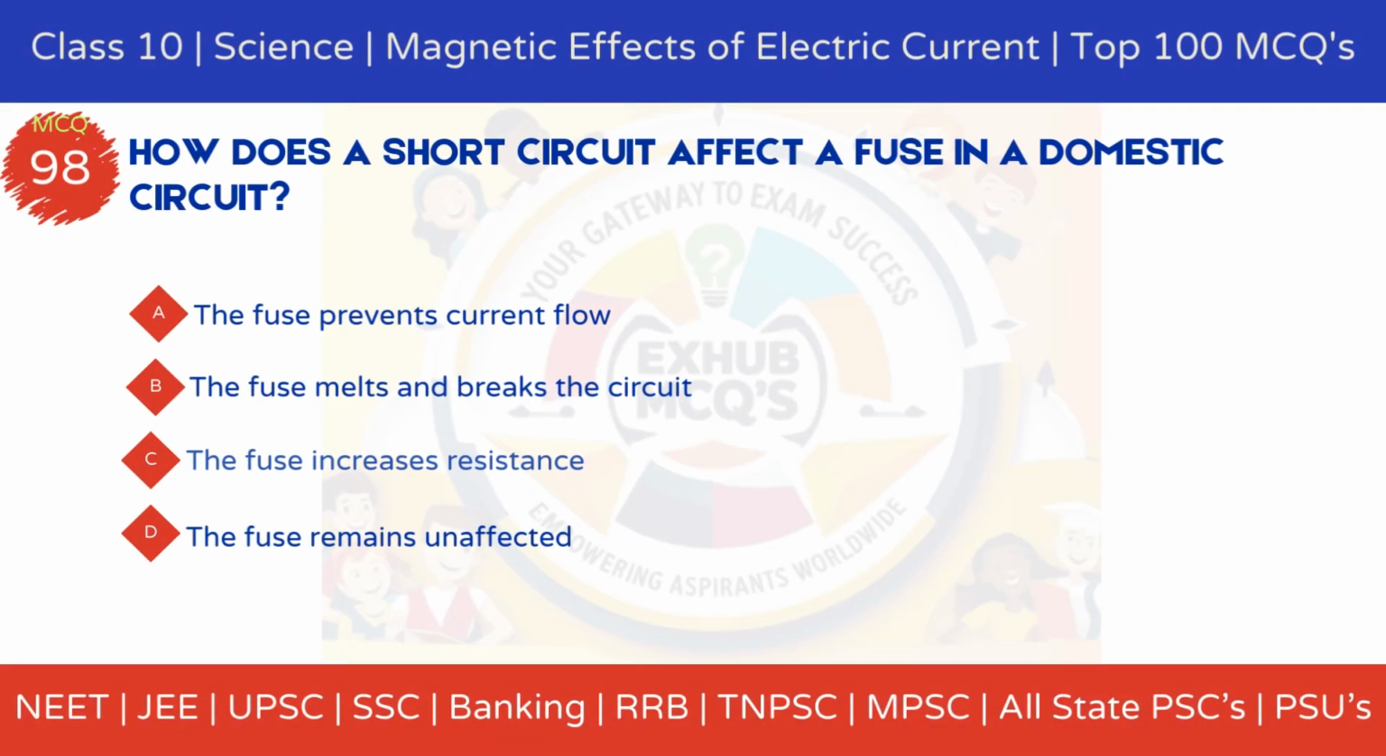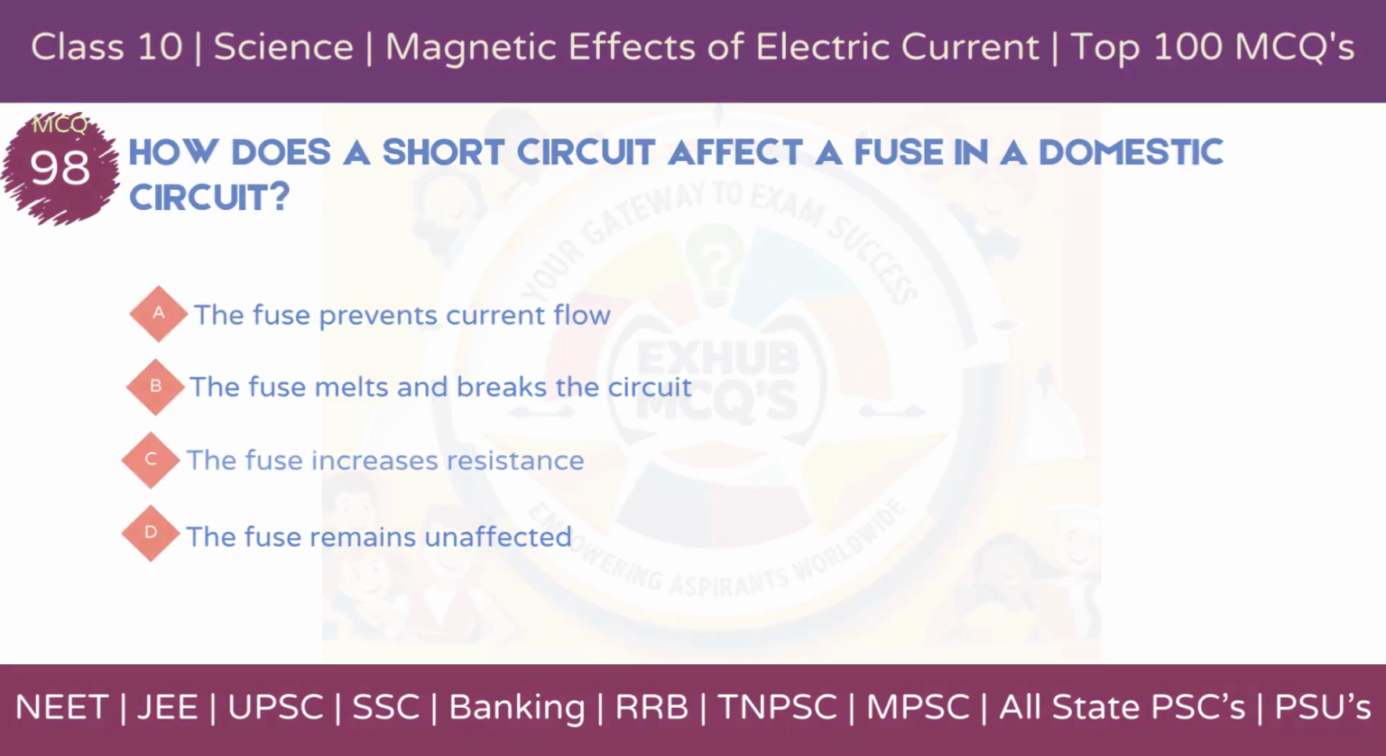MCQ 98. How does a short circuit affect a fuse in a domestic circuit? Option A, the fuse prevents current flow. Option B, the fuse melts and breaks the circuit. Option C, the fuse increases resistance. Option D, the fuse remains unaffected.